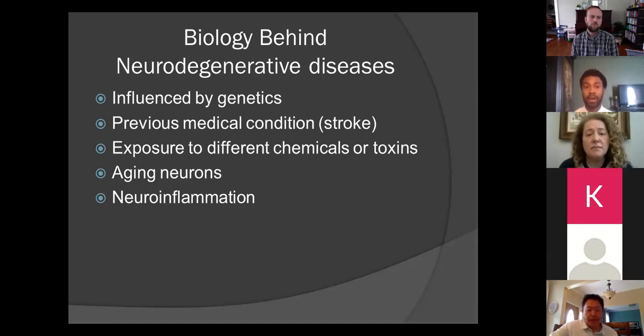It can also happen through medical conditions. I have an example up here, a stroke, which is one example. But there are other things that can happen, such as exposure to different chemicals or toxins, aging neurons, or even neuroinflammation, which I'm going to mostly focus on today. Even with aging neurons, it's more of a reduced function. It's not that your neurons are dead, but they're not doing as much as they're supposed to. And in previous medical conditions, it could even be a traumatic brain injury.